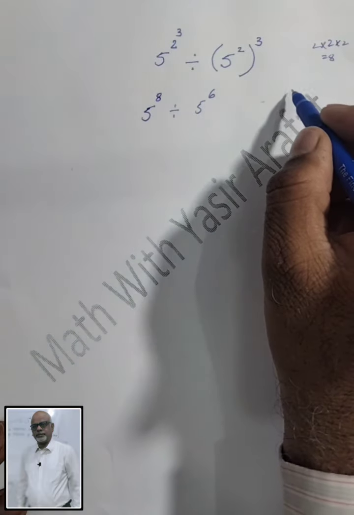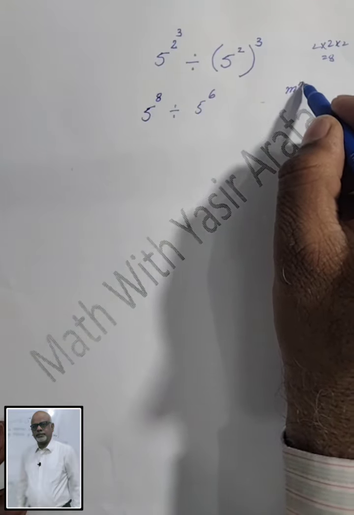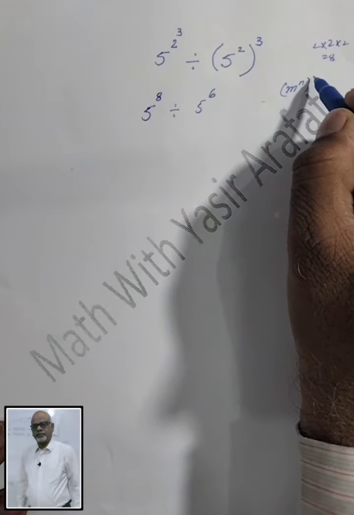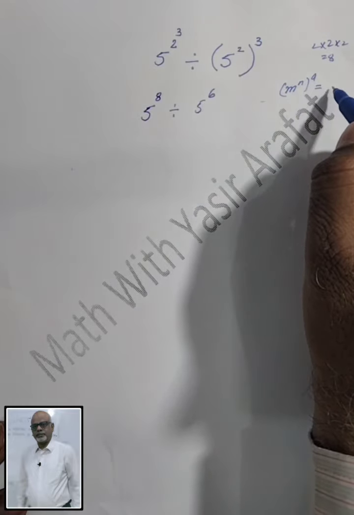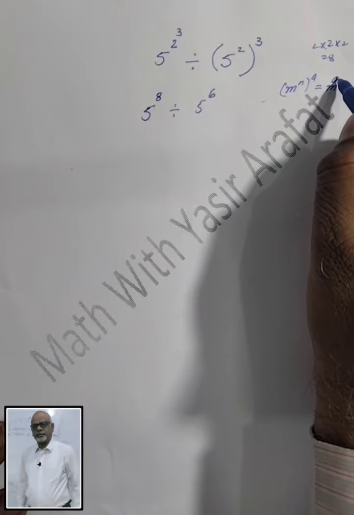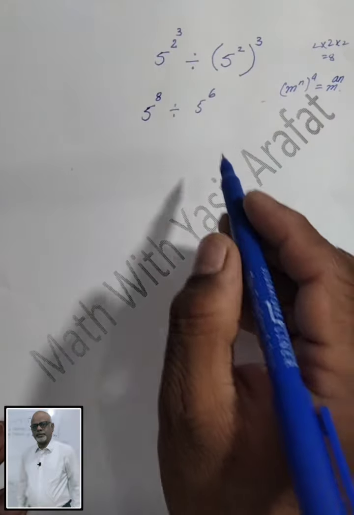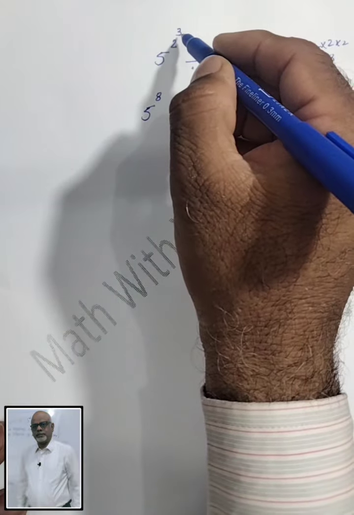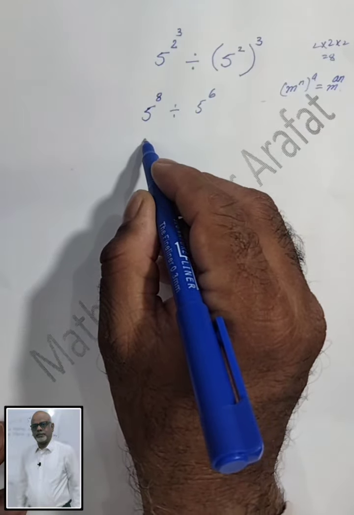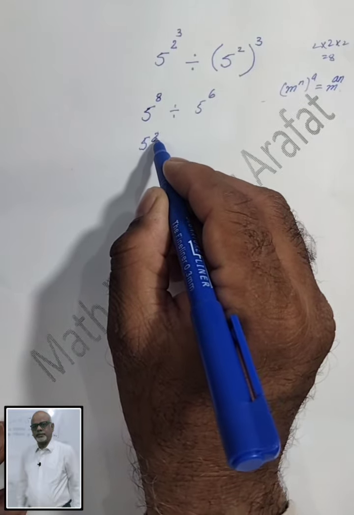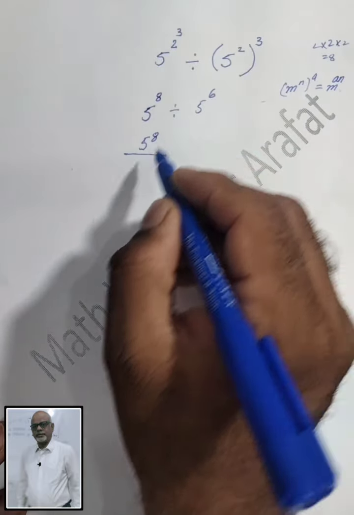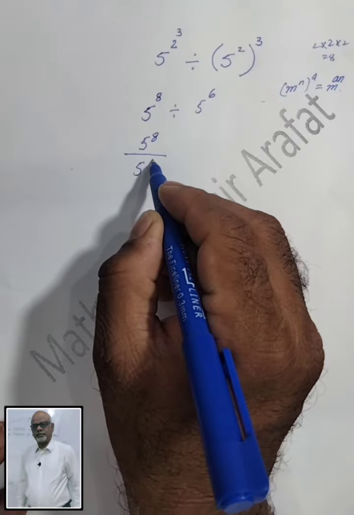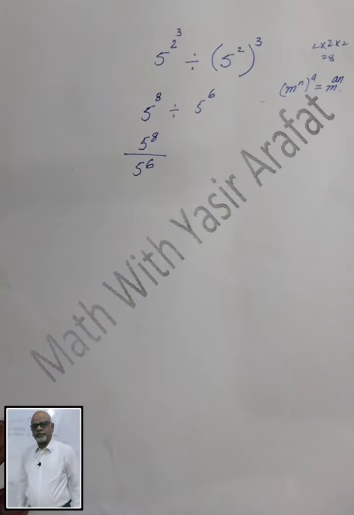We have to apply this rule here, m power n whole power a, so that will be equal to m power a power n. So this is 3 2s are 6, and this is 2 power 3, which means the 8 here. So this is 8 power divided by 5 power 6.